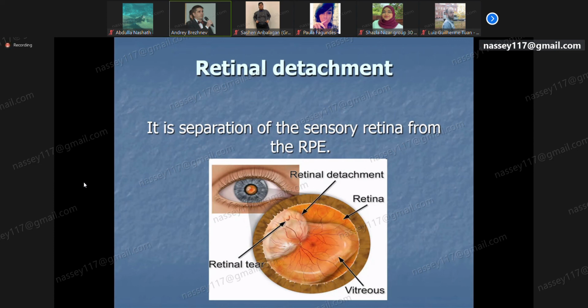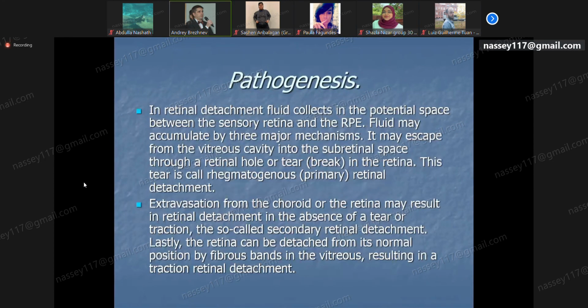Extravasation from the choroid or the retina may result in retinal detachment in the absence of a tear or traction, the so-called secondary retinal detachment. Lastly, the retina can be detached from its normal position by fibrous bands in the vitreous. We discussed it just several minutes ago in case of proliferative retinopathy due to diabetic changes, due to the Eales disease, and so on.